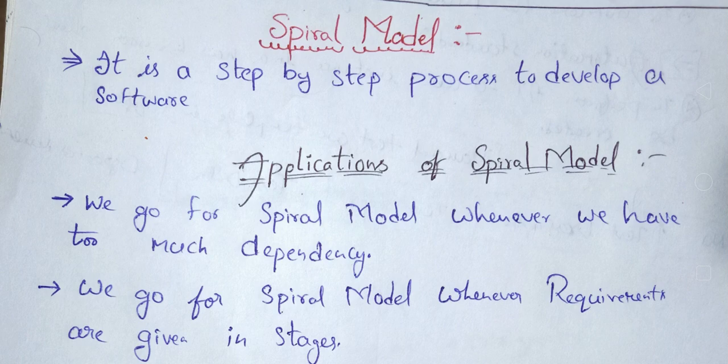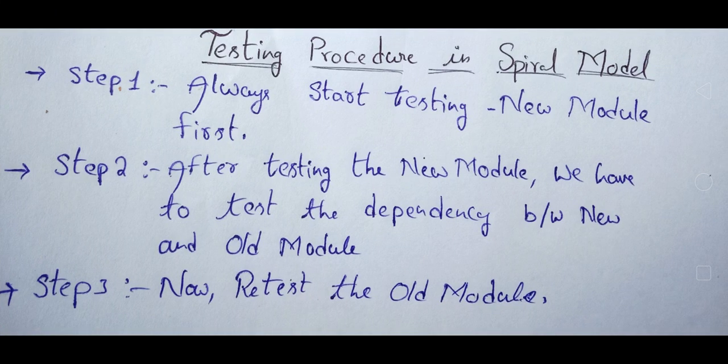Let's start. What is the testing procedure in the spiral model? In step 1, we always start by testing the new module. After testing that new module, we have to test the dependency between the new and old module. In the third step, we have to test the old module. I will tell you an easy way.